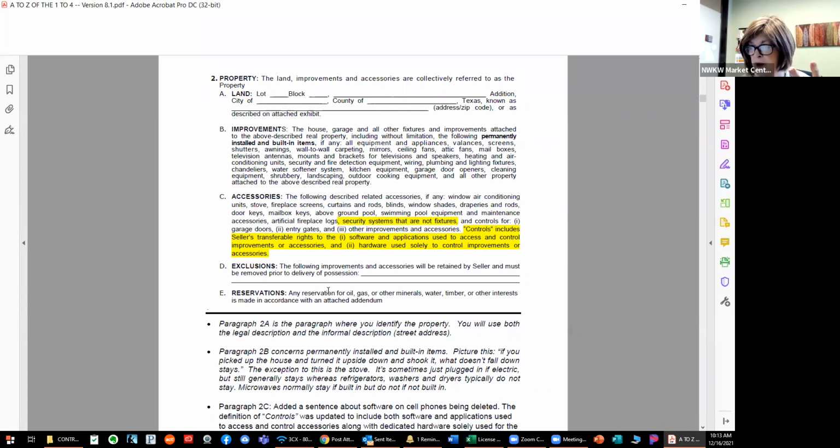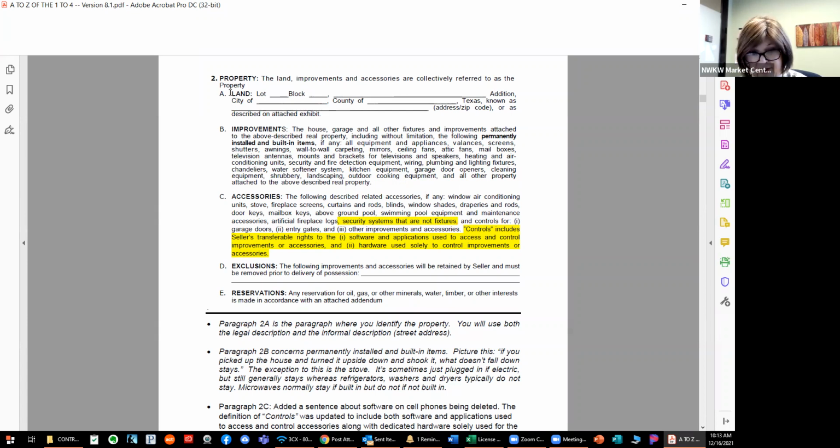The second one's about the property itself. And this needs to have the formal lot and block number, addition, and the physical address on there. So they're really nailing it down that this is the piece of property that's being sold. Because would you believe it? And of course you would.